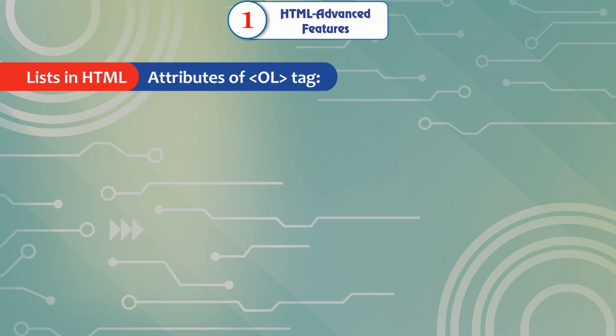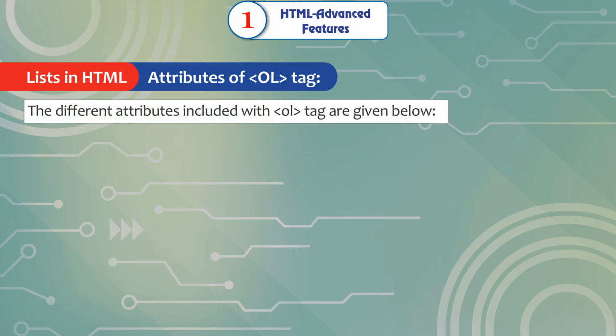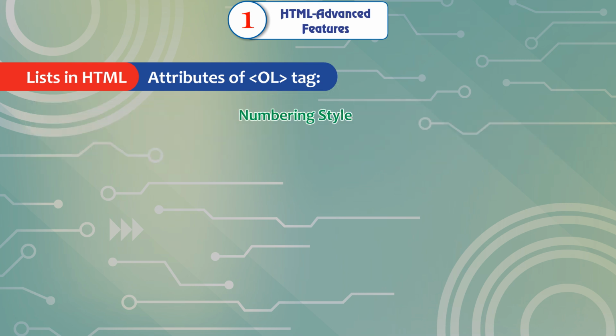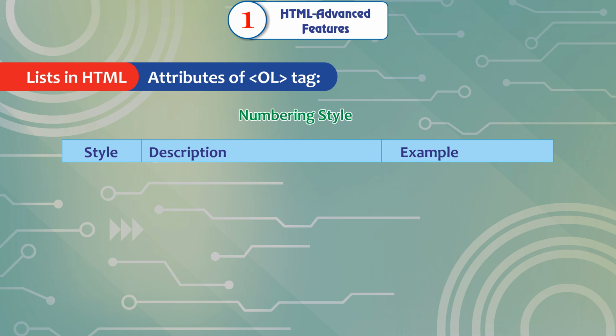Attributes of the OL tag. The different attributes included with the OL tag are given below. A. Type. It is an attribute that helps you to define the numbering style for each item in the list. You can choose any one of them and apply it in an HTML document. The numbering styles available for the ordered list are given below. Numbering style. Style. Description. Example.